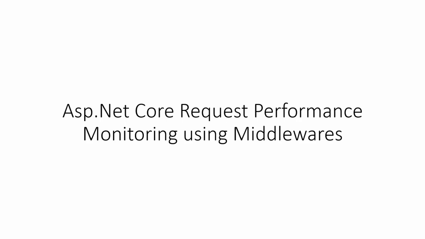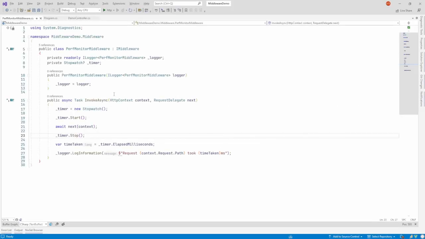Middleware in ASP.NET Core works like a chain of responsibility. It allows us to execute code before and after our request handlers, making it an ideal place to monitor request performance. Here, we have a basic middleware that is inheriting from IMiddleware. It takes an ILogger to allow for logging.